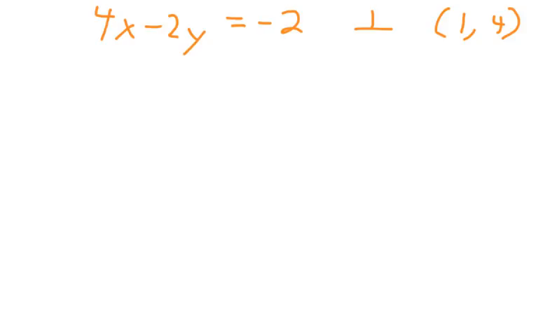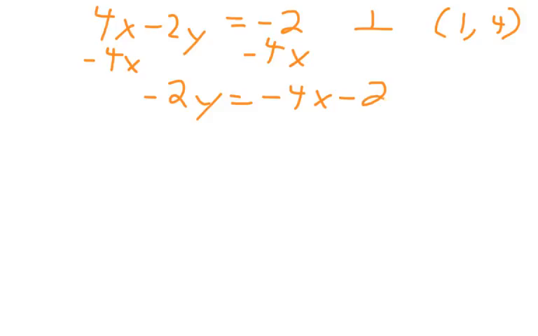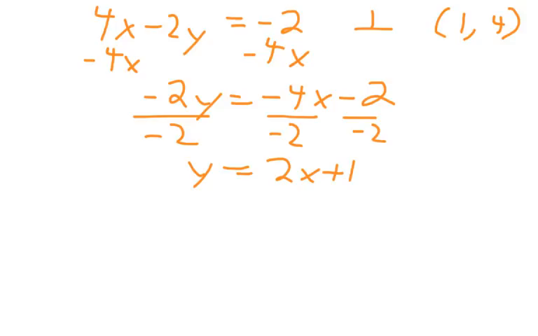In the second problem, we have the same type of problem, except we're looking for a perpendicular instead of parallel. So the first thing I'm going to do is once again get the y by itself so that I can find out what the slope of this is. So we got negative 2y equals negative 4x minus 2. Divide both sides by negative 2, and we wind up with y equals 2x plus 1.